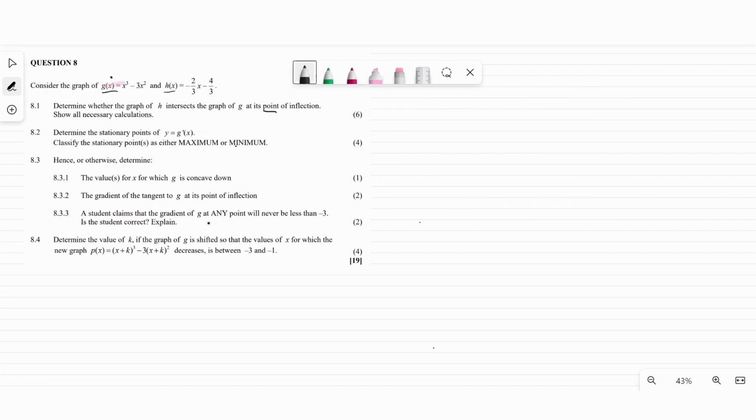So now let's move on to 8.2. It says determine the stationary point of y equals g prime, the first derivative. Then they say classify the stationary point as either being maximum or minimum, right? So first they say y is equal to what? The first derivative of x. In the first question, we already found the first derivative of g. So we know that y is basically equal to 3x squared minus 6x.